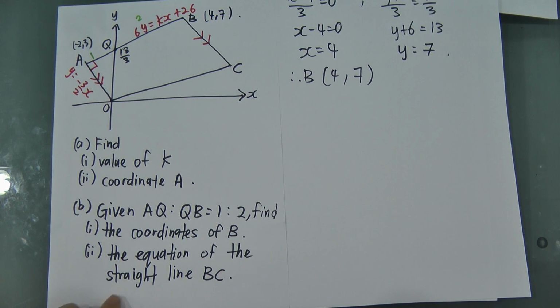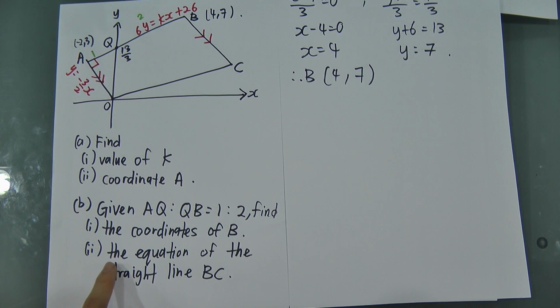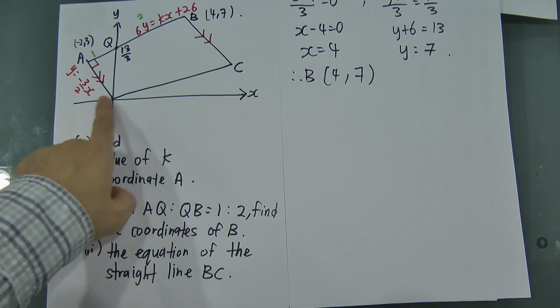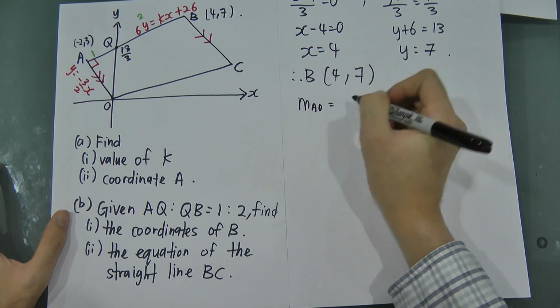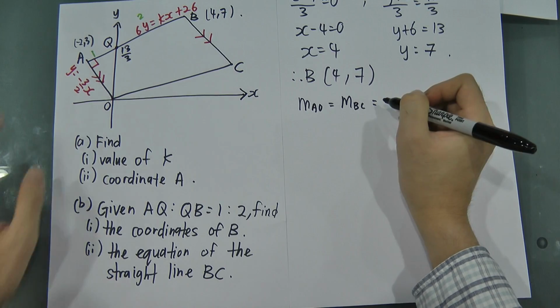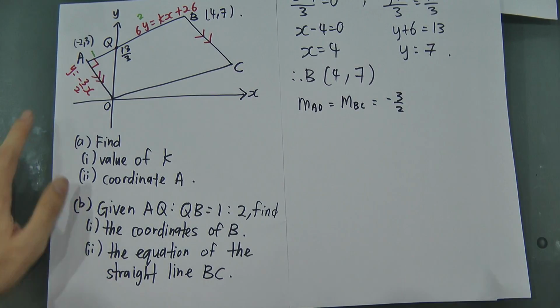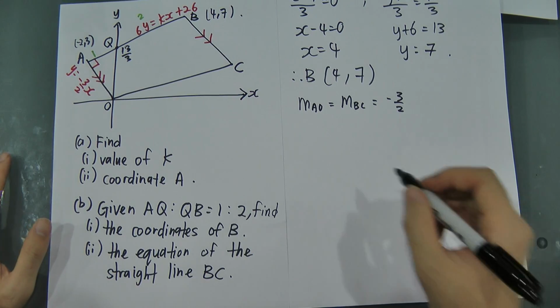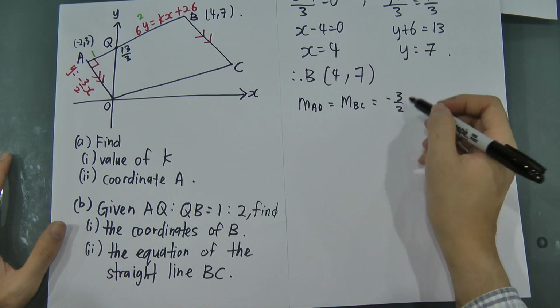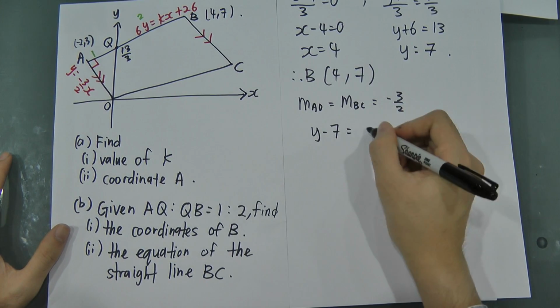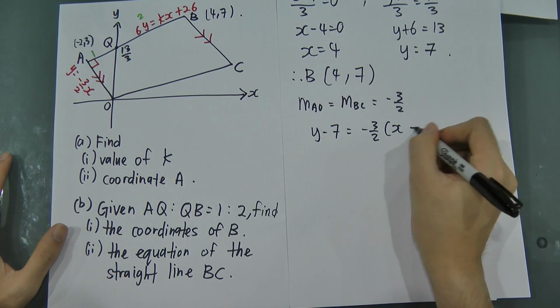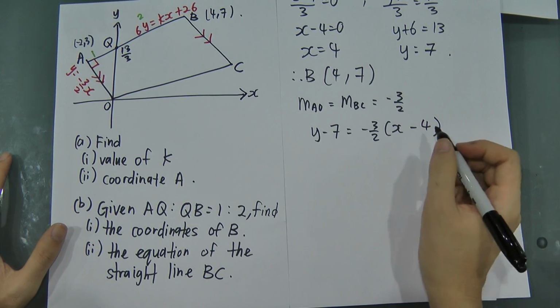Alright, and then the next part asks you to find the equation of the straight line BC. So you're going to find BC. From here, you see the parallel symbol means they have the same gradient. The gradient for AO will be the same as the gradient for BC, which is negative 3 over 2 from the equation over here. It's not hard. So I'm going to substitute B and the gradient into the equation formula. So y minus 7 equals negative 3 over 2 (x minus 4). This is just the formula, alright?